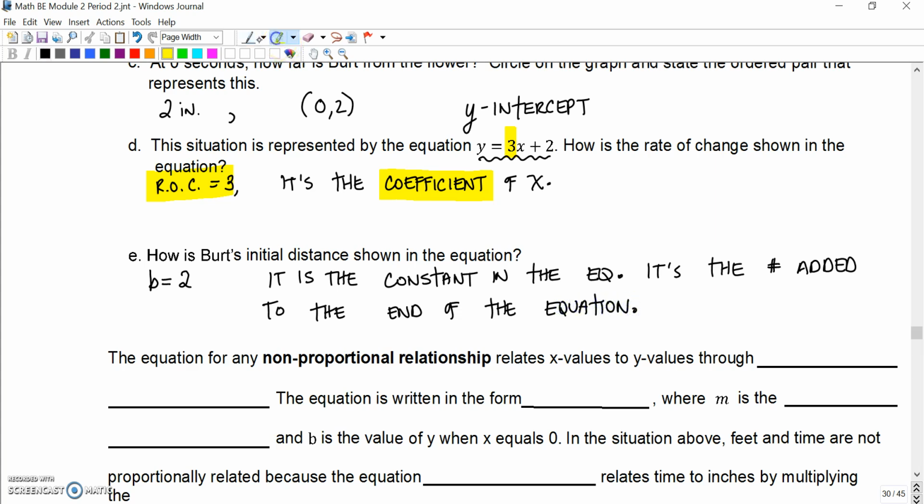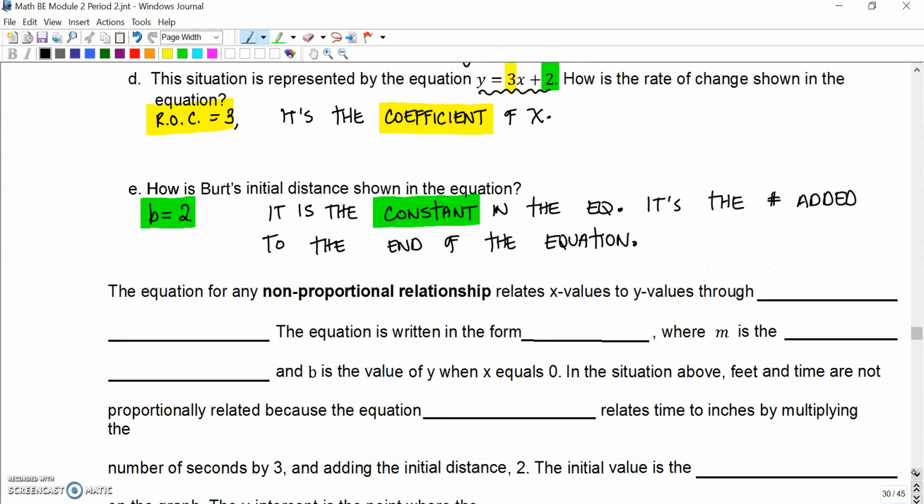So we used the word constant a while back. Constant means the number that is not have a variable attached to it, and it was 2. And this is the y-intercept, and we are going to start to use the variable b to represent y-intercept. If you need to pause this, now is a good time.